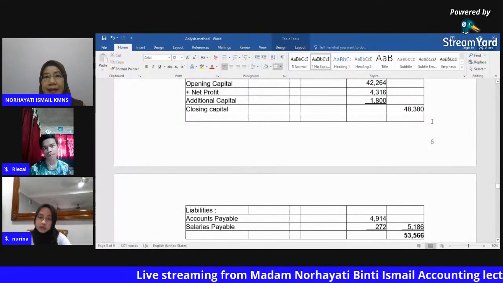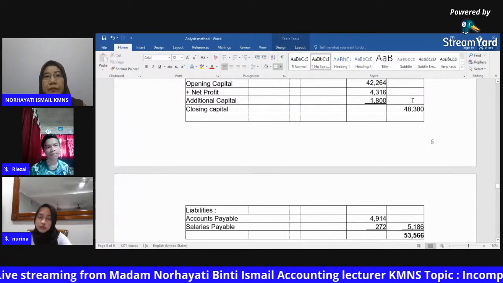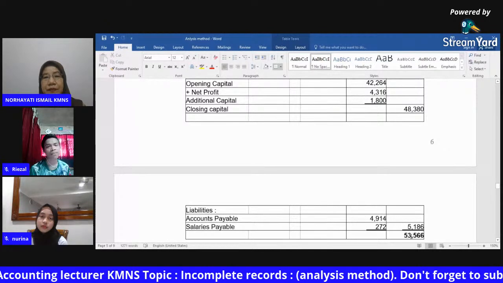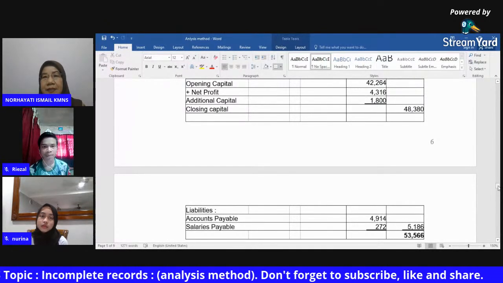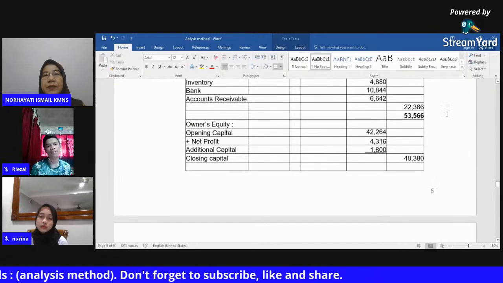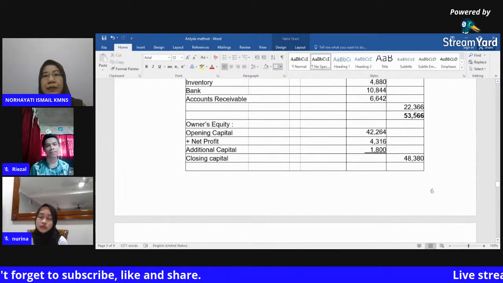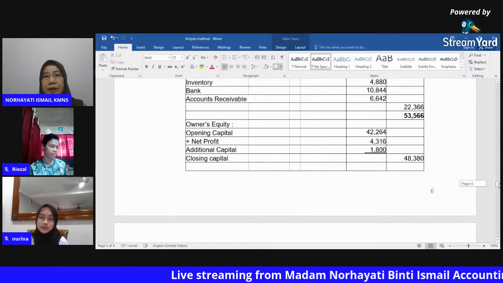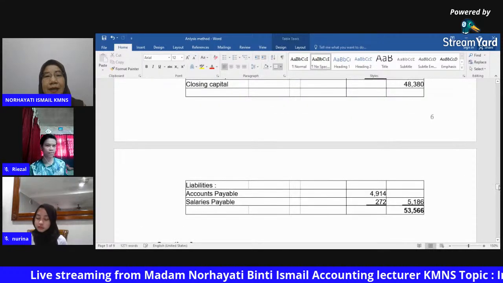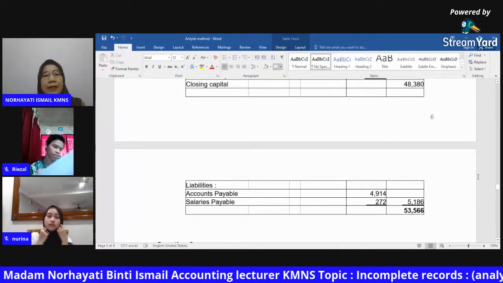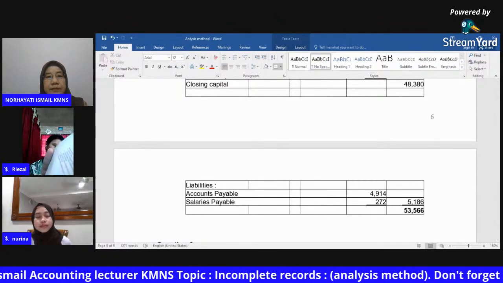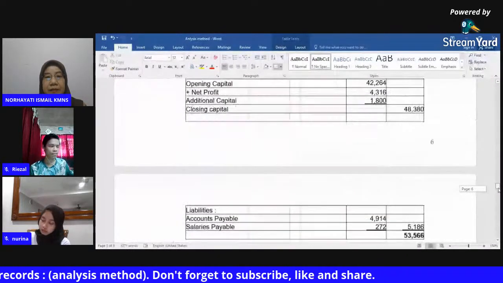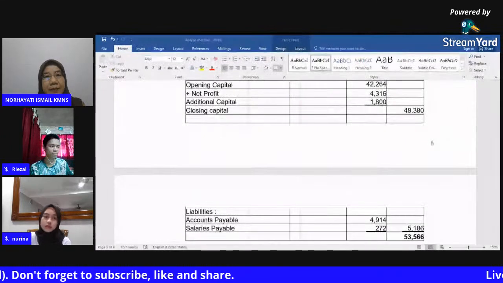5,186. So we must add closing capital or owner's equity plus liabilities, you got the answer 53,566, and it equals to total asset. So that's all for question number 1 and number 2. So we have finished already for number 1 and number 2, and we will continue in the next lesson. In the next lesson, you must prepare for question number 3. So that's all for today.